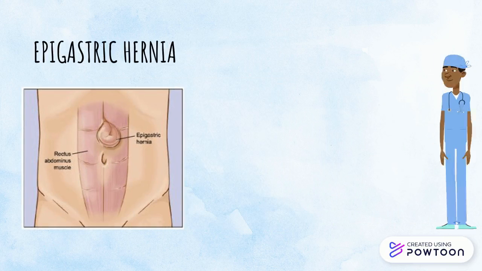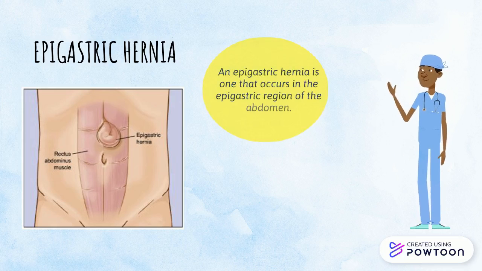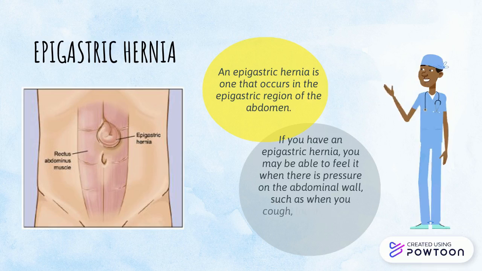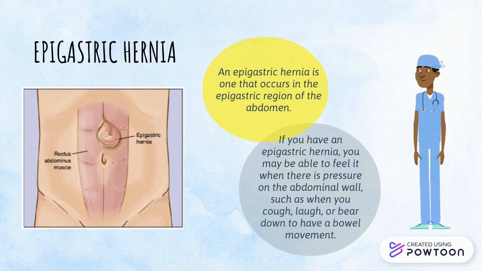Epigastric hernia. An epigastric hernia is one that occurs in the epigastric region of the abdomen. If you have an epigastric hernia, you may be able to feel it when there is pressure on the abdominal wall, such as when you cough, laugh, or bear down to have a bowel movement.